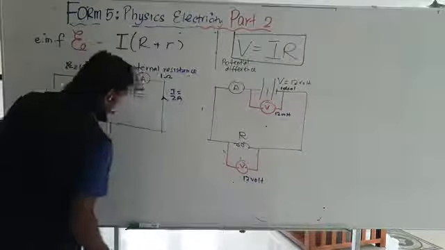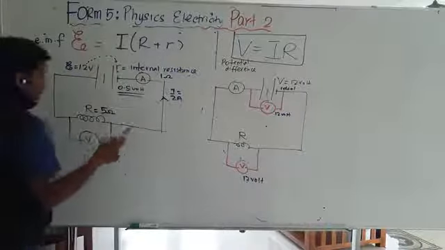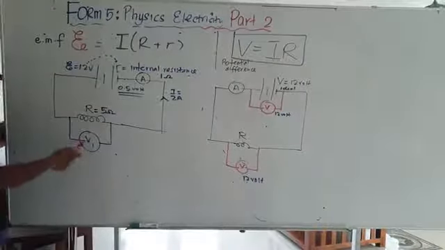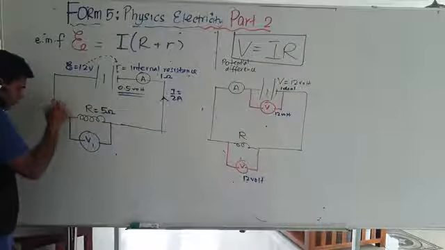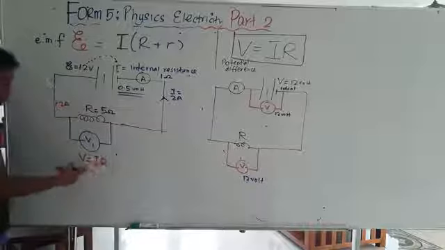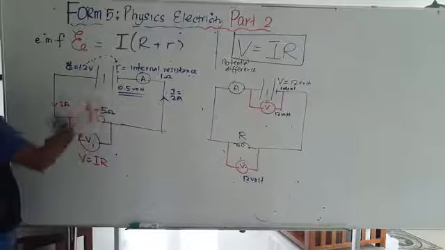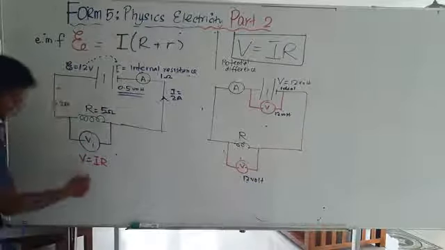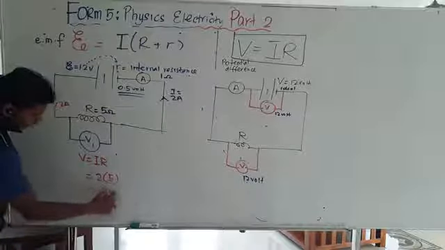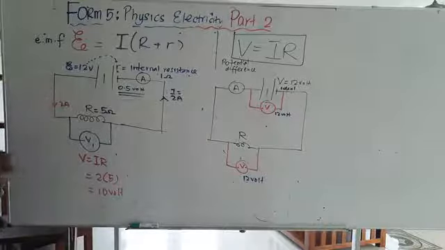So let's do that. If I ask you, what's the reading over here? 2 ampere is flowing through here, 2 ampere. So let's use this formula now. I'm using this formula because it's only this part. All right, so therefore 2 times 5, only 10 volt is being supplied here.